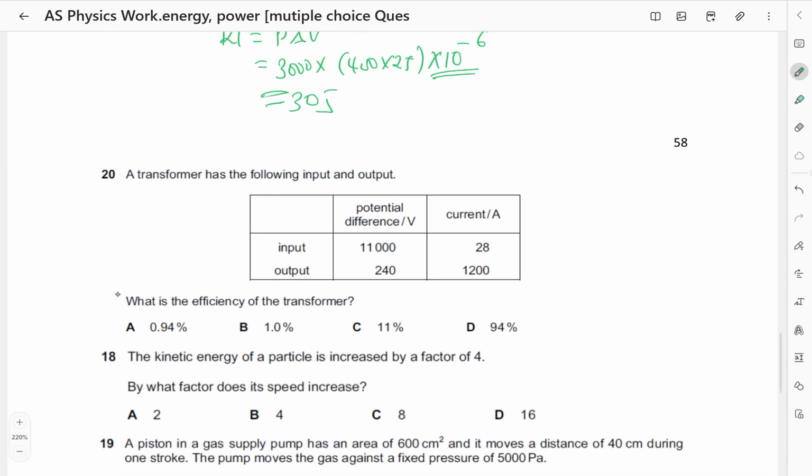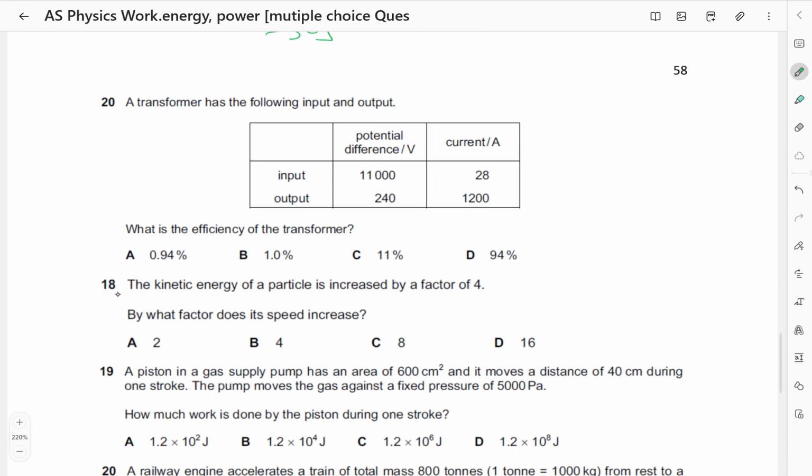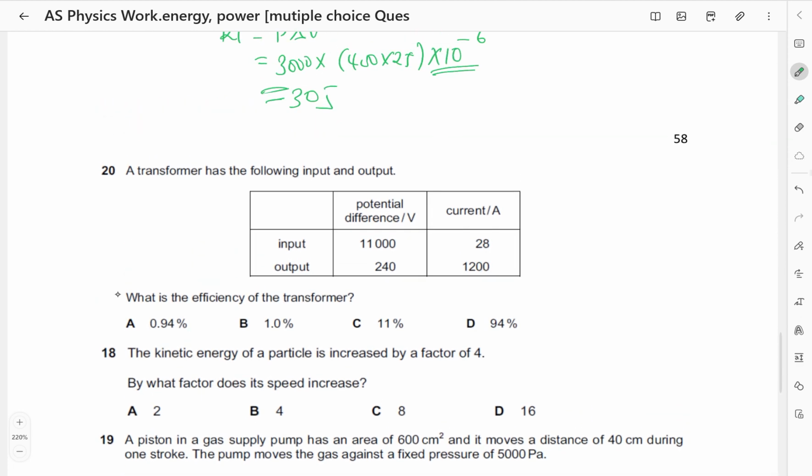A transformer has the following input and output. So input V is 11,000, current is 28. Output V is 240 and I is 1,200. What is the efficiency? I think this is direct.